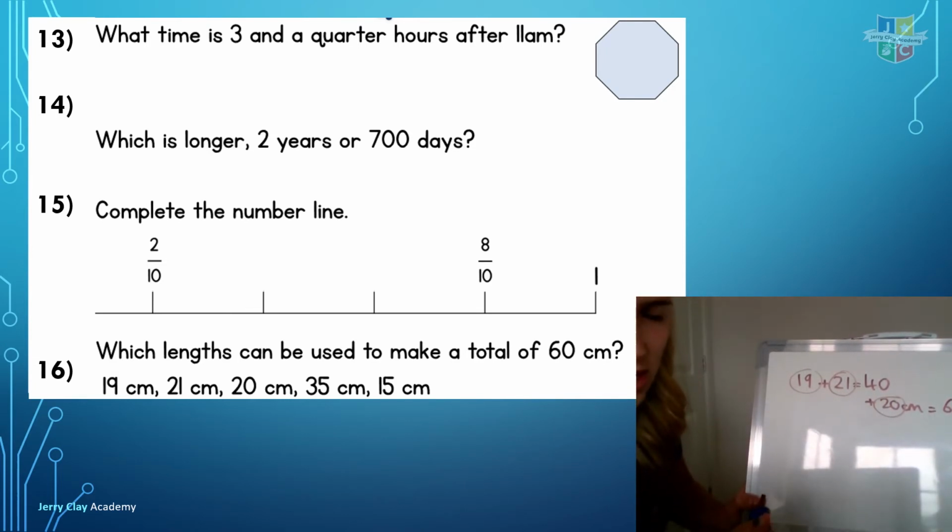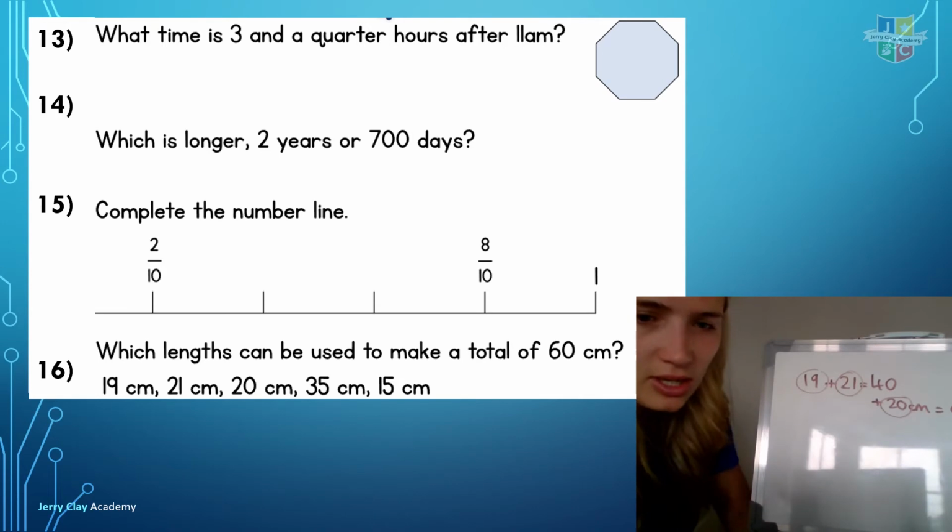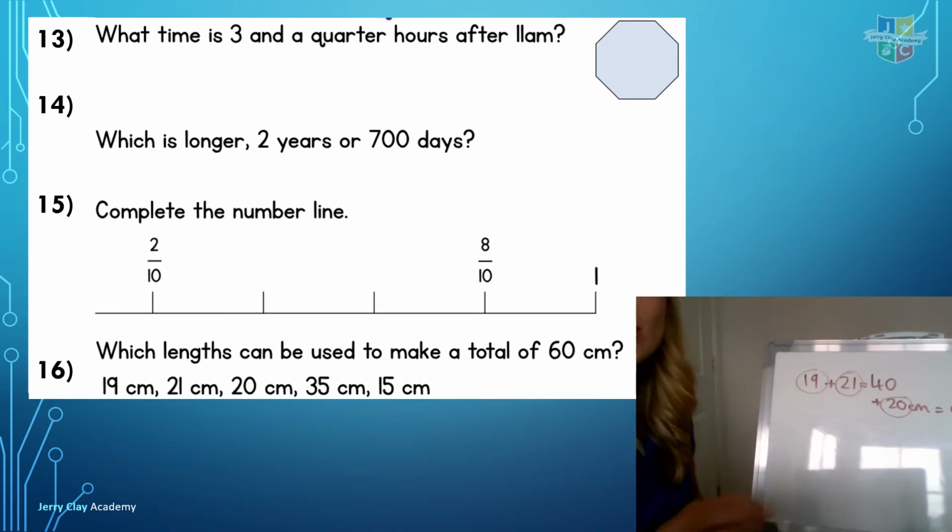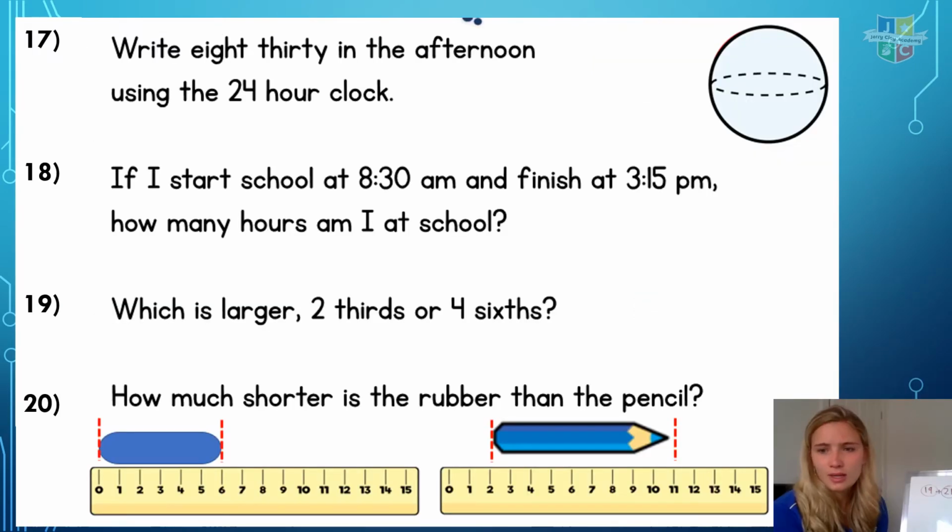You could have also had 35, add, let's have a look. Oh, actually, I think that one we can't do, because 35 add 15 would be 50, and there's not 10 centimetres left. So that was your option, 19 add 21 add 20 to find 60.